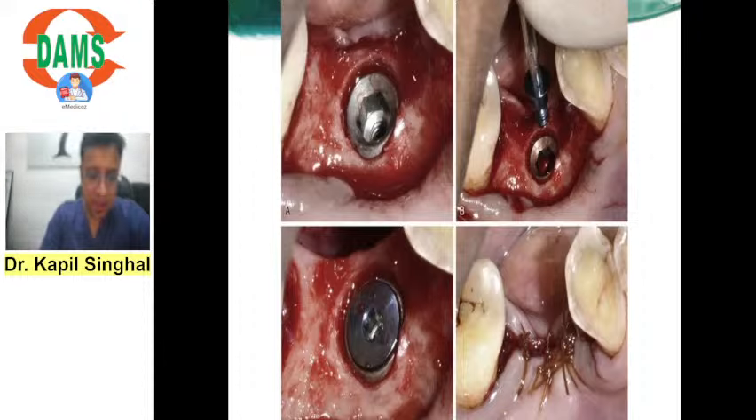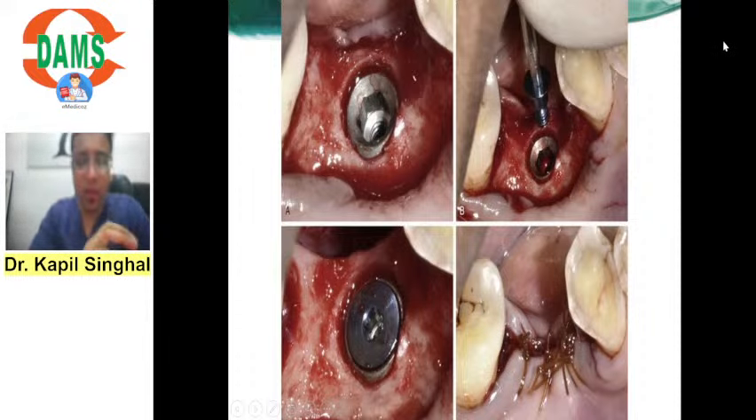The screwdriver of an implant is known as a hex driver. So I am right now holding this cover screw with a hex driver. I'll hold this cover screw and move it in a clockwise direction so that the cover screw tightens over my implant. And I'll place the sutures then and send my patient back.